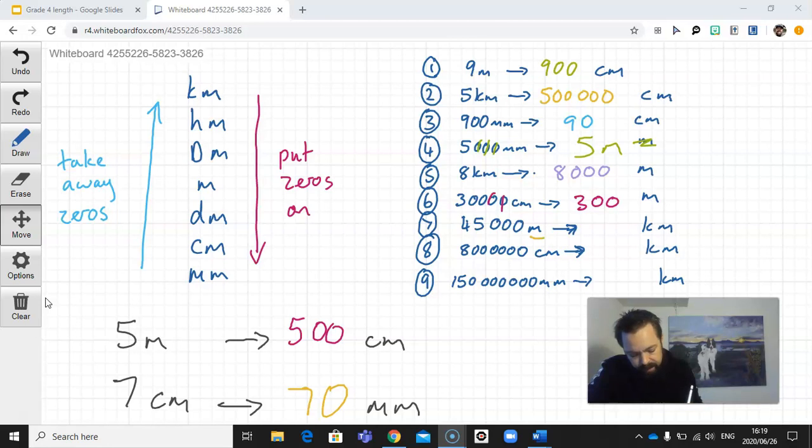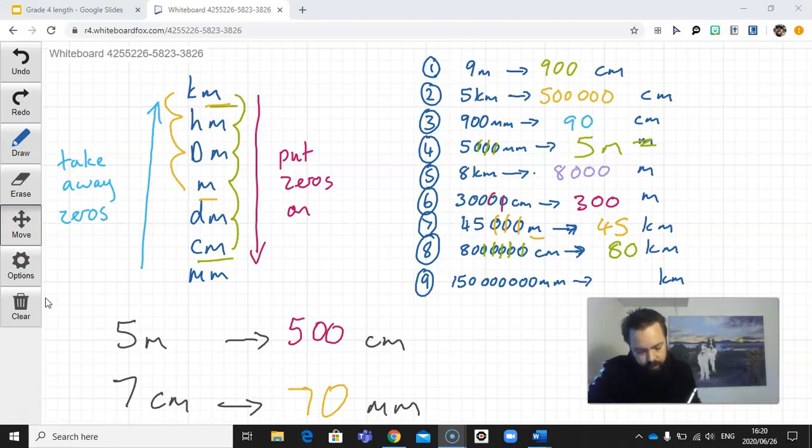Meters to kilometers. Meters to kilometers, we're taking zeros away. 1, 2, 3, we take 3 zeros away, and we're left with 45 kilometers. Next one, centimeters to kilometers. Centimeters to kilometers, we're taking zeros away. 1, 2, 3, 4, 5 of them, and we're left with 80 kilometers.